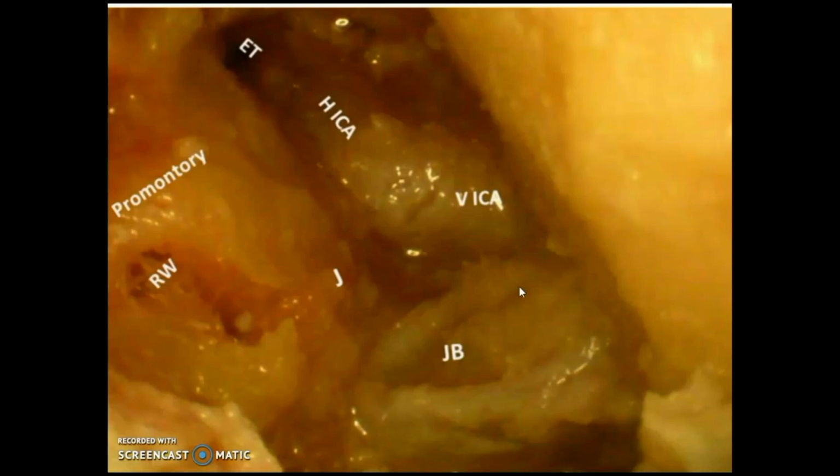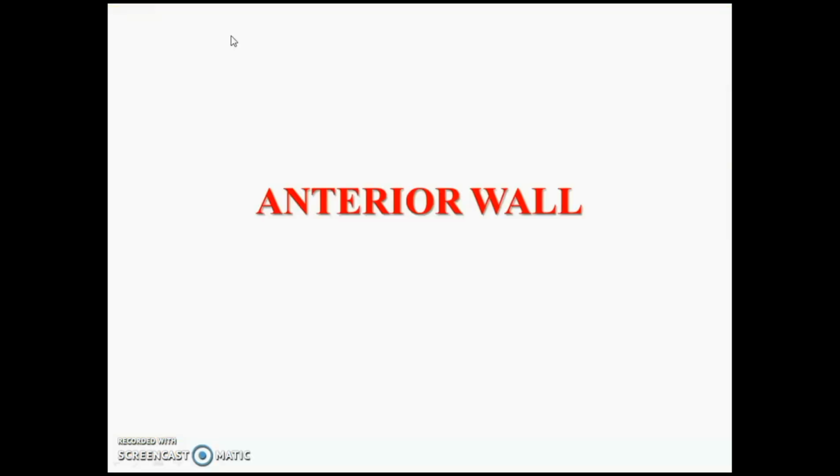And you are seeing the right middle ear from above. You can see the jugular bulb there, that is the Jacobson nerve, J is Jacobson nerve, and you are seeing the vertical part and horizontal part of the internal carotid artery. Medially you are seeing round window and promontory, and laterally that is tympanic membrane with the bulge. So, you are seeing the right middle ear from above, that is eustachian tube.